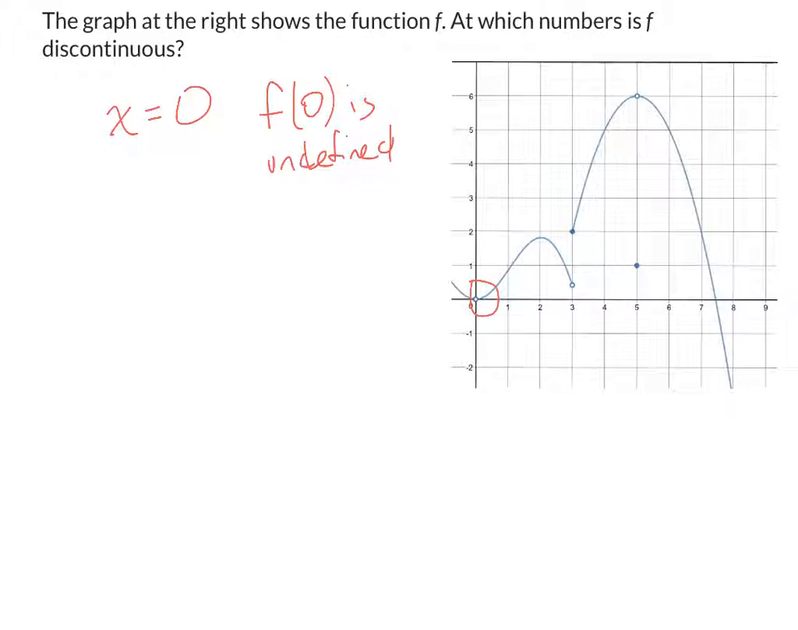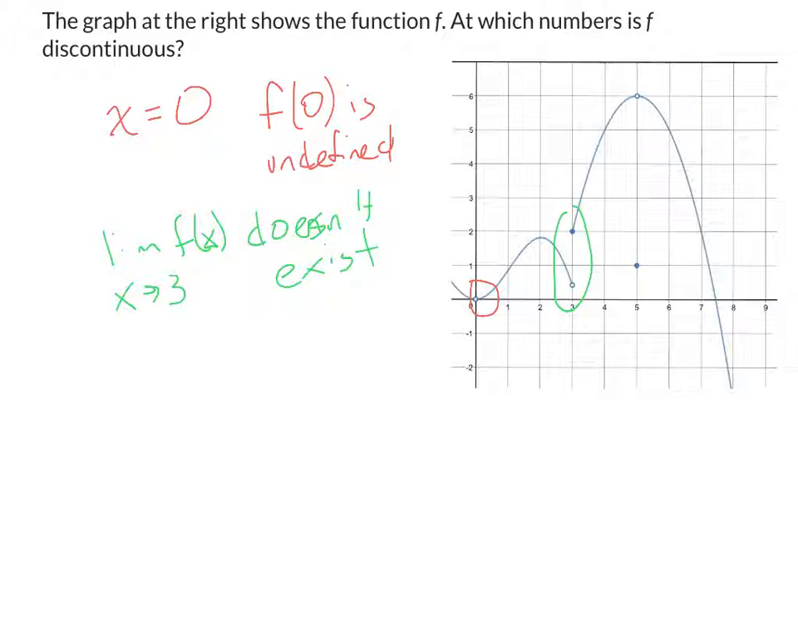Another place I notice is right here. Now in this case, f of 3 is defined. f of 3 is equal to the number 2. But the limit as x approaches 3 of our function doesn't exist. Notice that as we approach from the right, we get one result, and as we approach from the left, we get another. So because that limit doesn't exist, we have a discontinuity where x is 3.